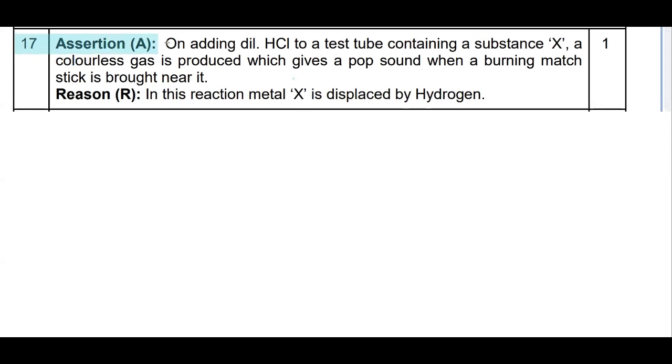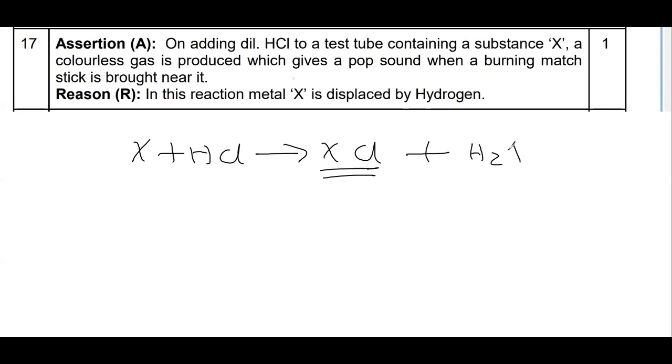In question 17, it's an assertion-reason based question. It says on adding hydrochloric acid to a test tube containing a substance X, a colorless gas is produced which gives a pop sound when burning with a matchstick. Okay, so it has to be hydrogen, as you know. Let's say the substance X reacts with hydrochloric acid, that is HCl. So we know that a salt will be produced, and hydrogen gas is released. As you know, this hydrogen gas burns with a pop sound. So the assertion is correct.